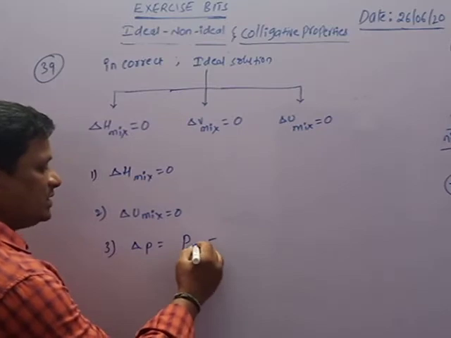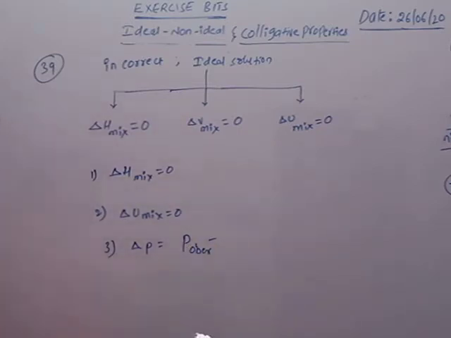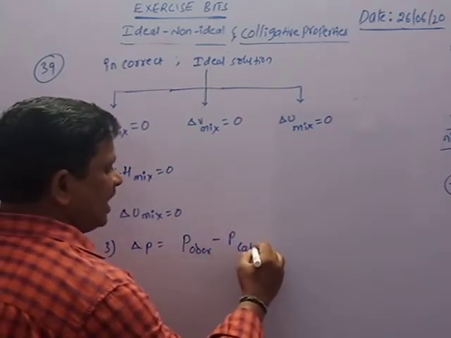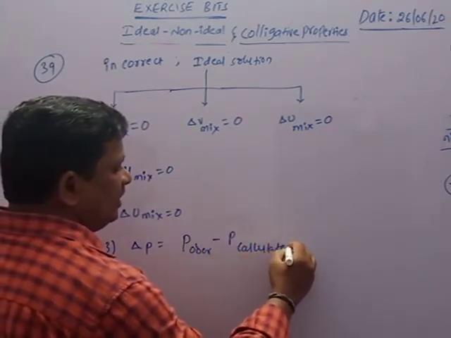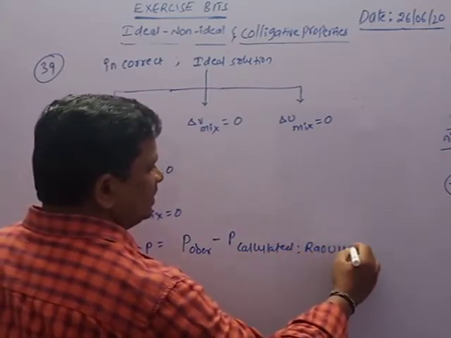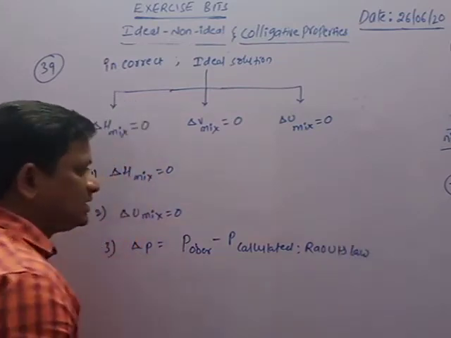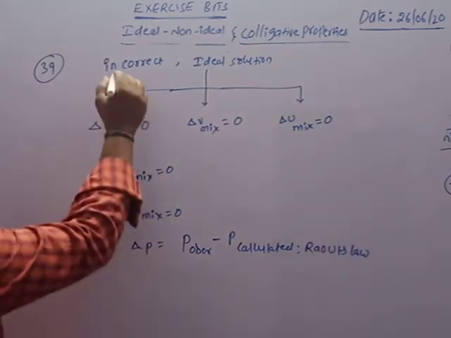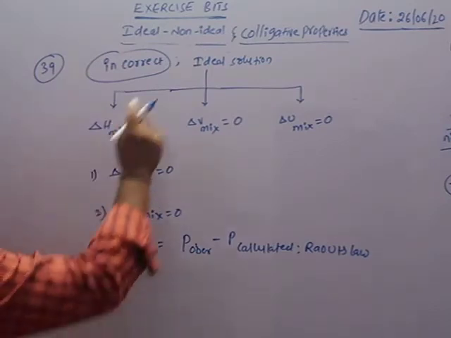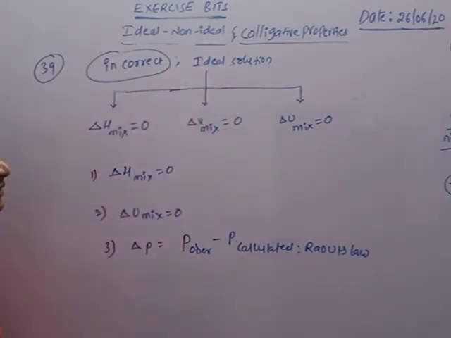P absorbed means pressure absorbed. The absorbed pressure minus calculated pressure: P absorbed minus P calculated, with respect to Raoult's law. So now, which is incorrect in the following statements? With respect to ideal solutions.